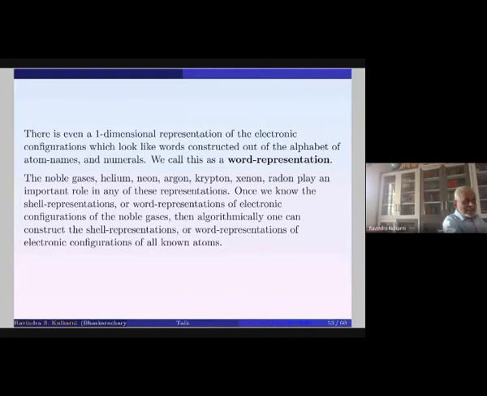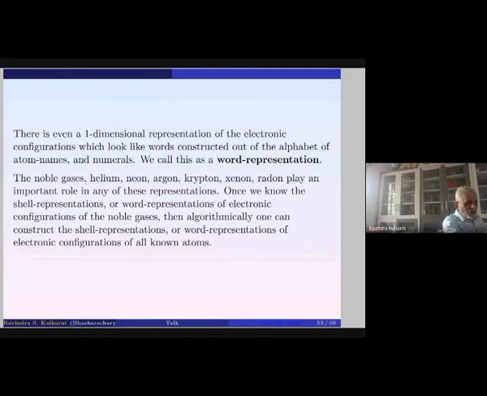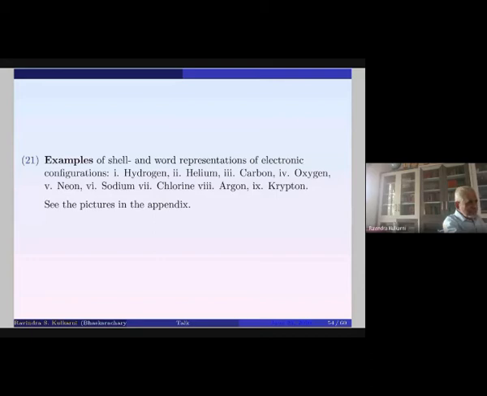Now the noble gases or the inert gases, helium, neon, argon, krypton, xenon, radon, they play an important role in all these representations. So there are these 92 atoms. You do not have to know all these electronic configurations for all of them. Once we know the shell representations and word representations of electronic configurations of the noble gases, then algorithmically one can construct the shell representations or word representations of electronic configurations of all known atoms. I should show those pictures shortly.